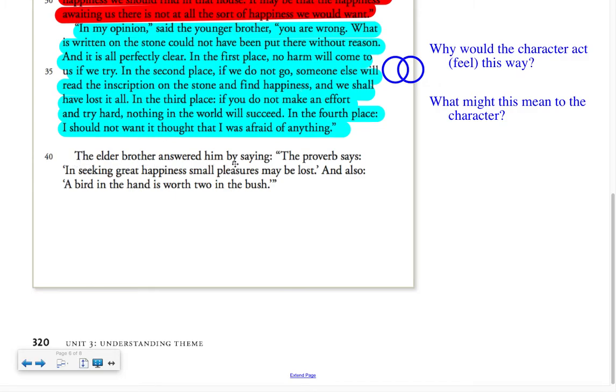The elder brother answered him by saying, "The proverb says, in seeking great happiness, small pleasures may be lost, and also a bird in the hand is worth two in the bush."